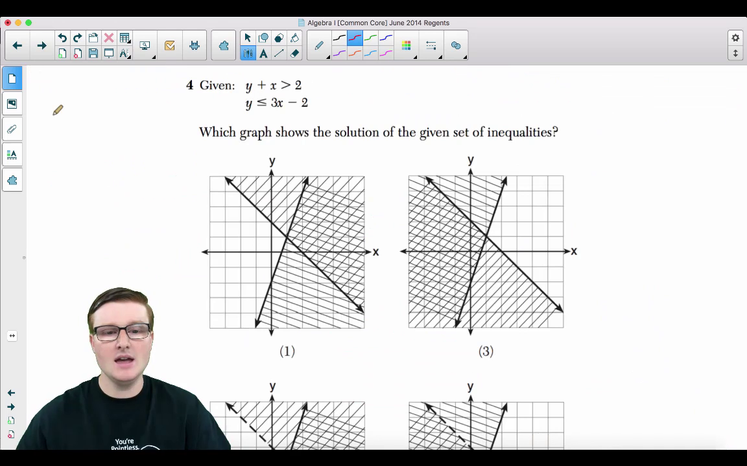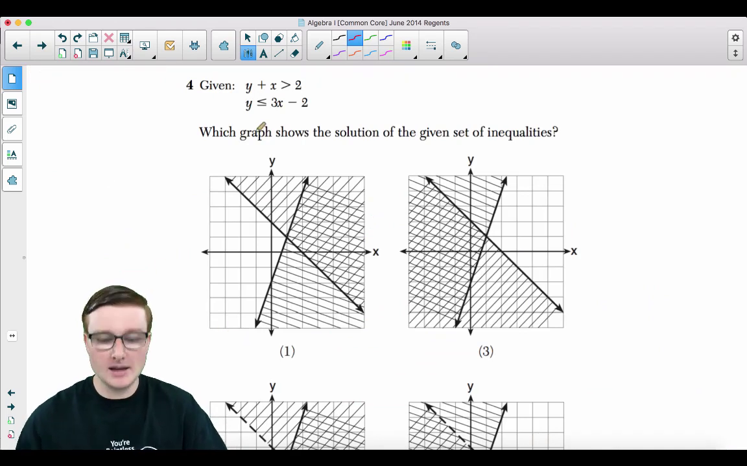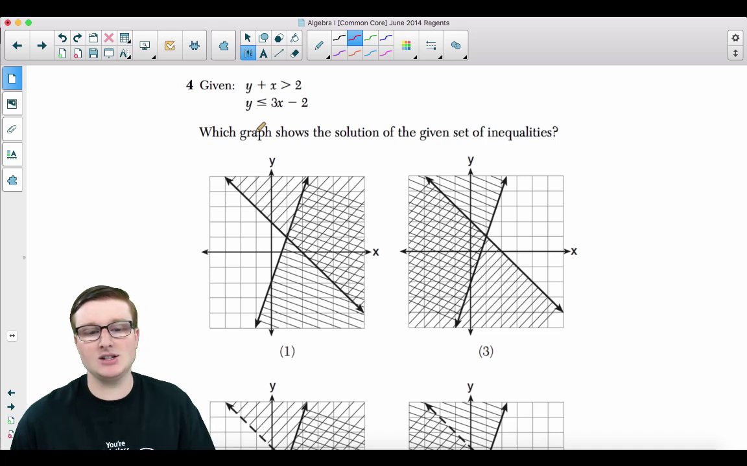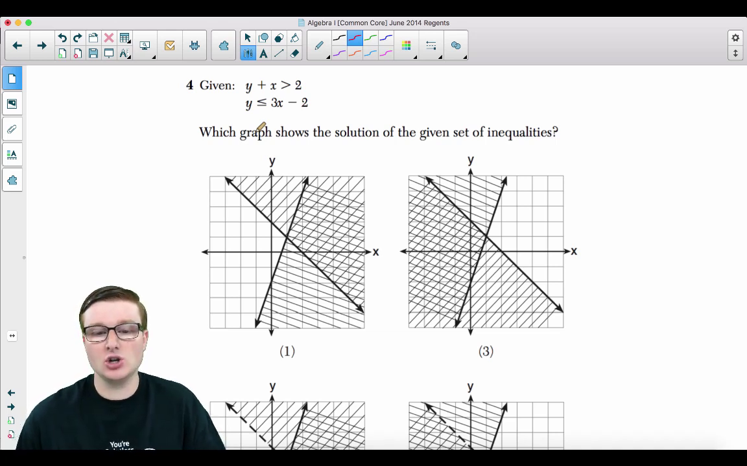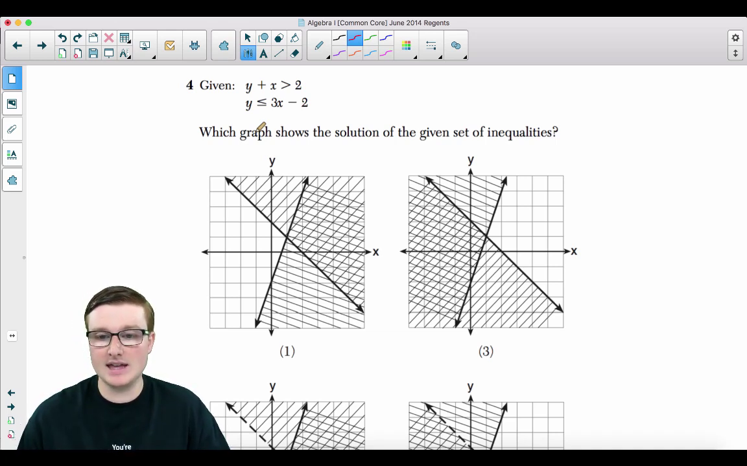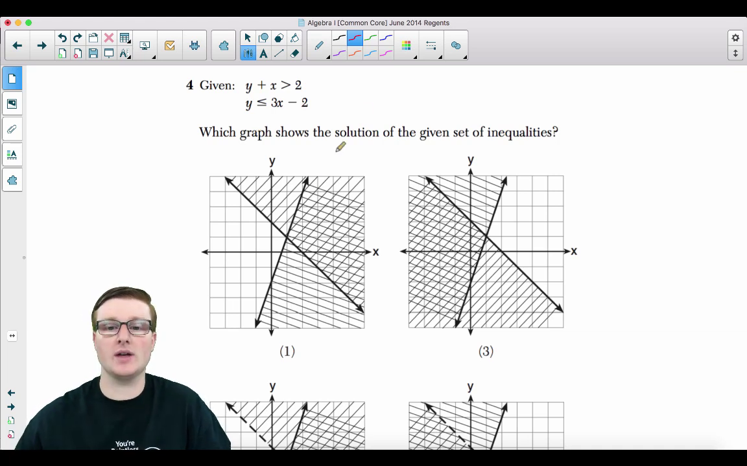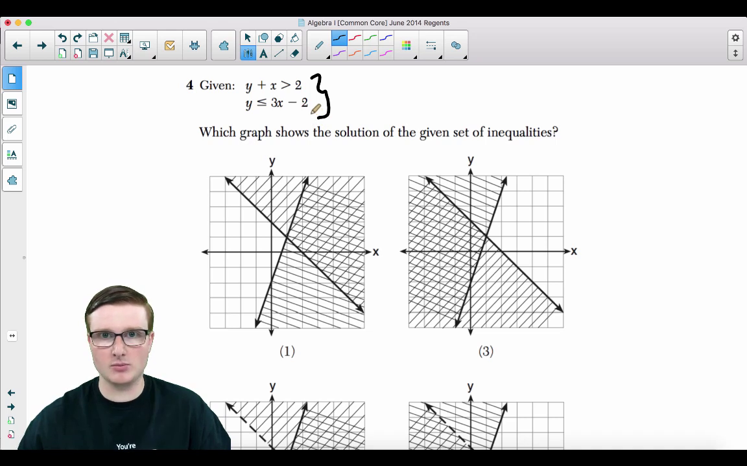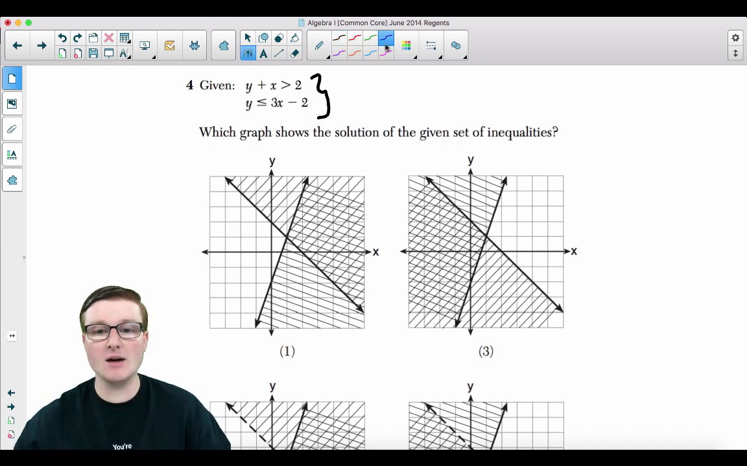All right, moving on. Number 4, given y plus x is greater than 2 and y is less than or equal to 3x minus 2, which graph shows the solution of the given set of inequalities? Okay. Now, keep in mind, these could be graphed on the calculator with no problem. I'm going to show you that in a moment. But I want to take these and try them by hand.